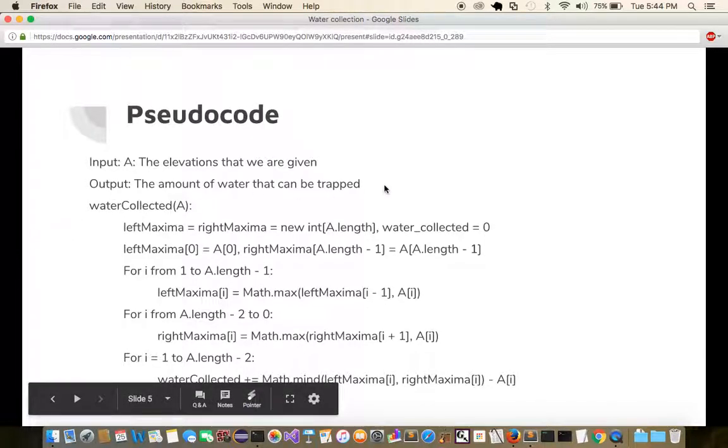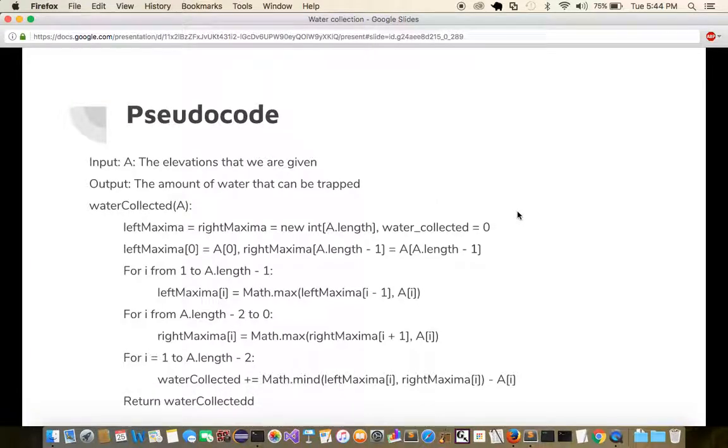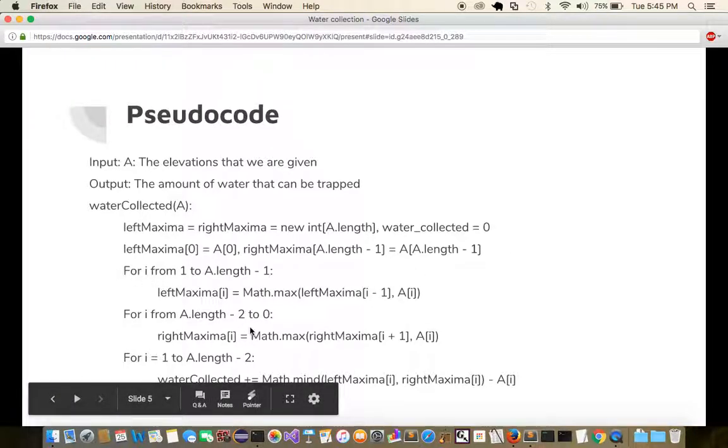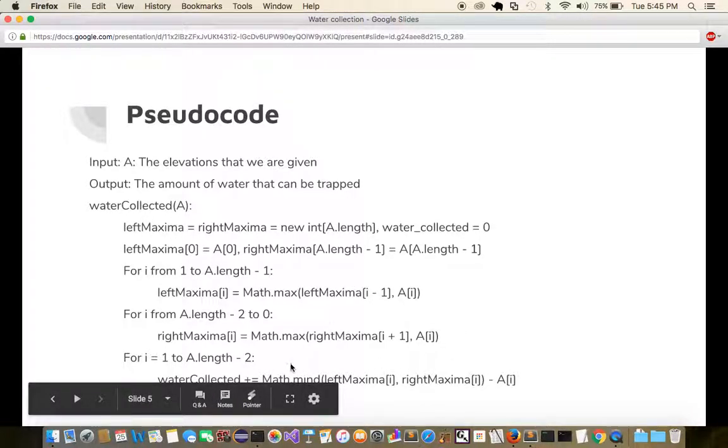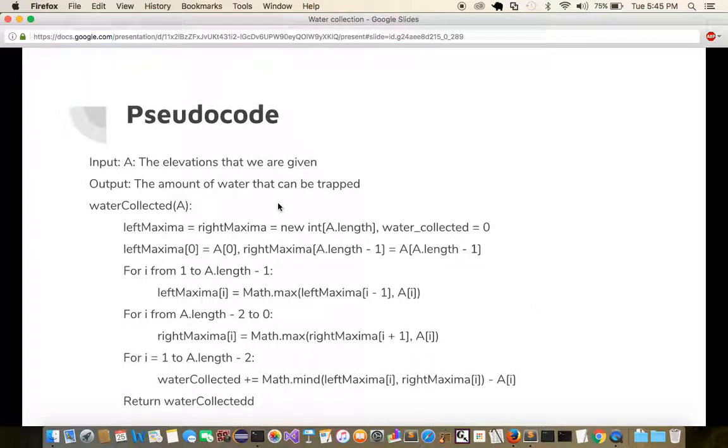After we've collected the data on the left and the right maximas for each individual point, what we do is we continually add positive water values to the amount of water that we've collected. And, oops, this should have been math.min, not math.mind. But basically the idea is we take the minimum of the left and the right maxima, and then we subtract the elevation from it, and then we return the amount of water collected.